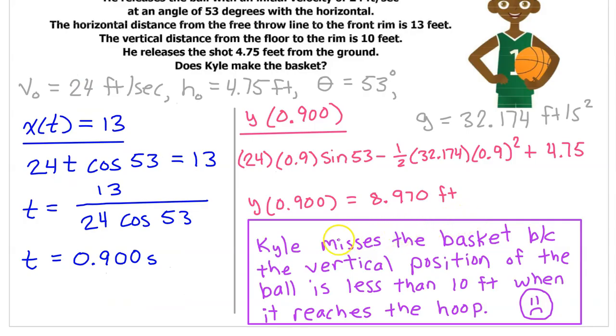In summary, we can say Kyle misses the basket because the vertical position of the ball is less than 10 feet when it reaches the hoop.